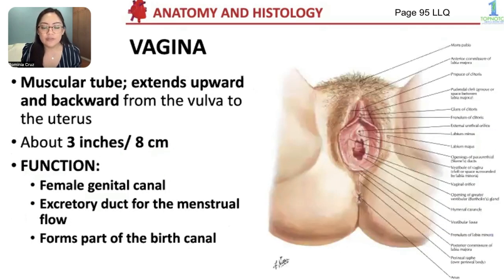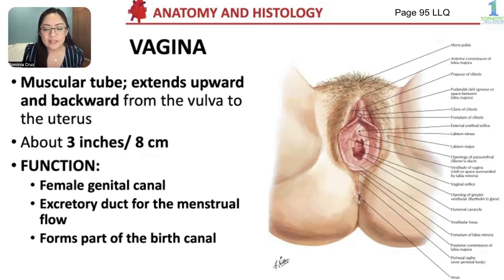So let's move on to the vagina. The vagina is a muscular tube around 3 inches long that connects the uterus to the vulva, and it is derived from the combination of your Mullerian ducts above and the urogenital sinus below. So it serves as the female genital canal where menstrual blood flows and the passageway for birthing.